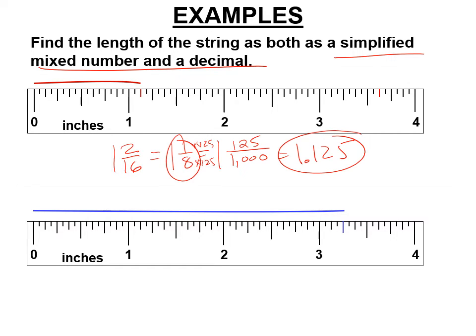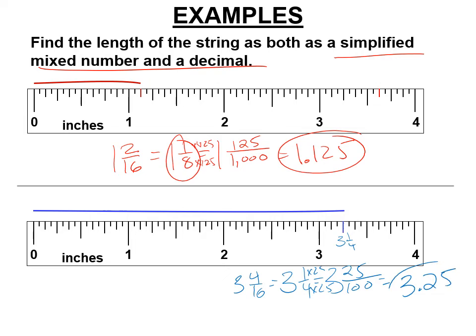This blue one, all right, I'll do it in blue. So this is 3 and 4/16, which simplifies to 3 and 1/4. And that's why this is longer than the other ones. And fourths always go up to hundredths because you can't make them in tenths. 4 times 25, 1 times 25, 3 and 25 hundredths. So this is 3.25, 3 and 25 hundredths.